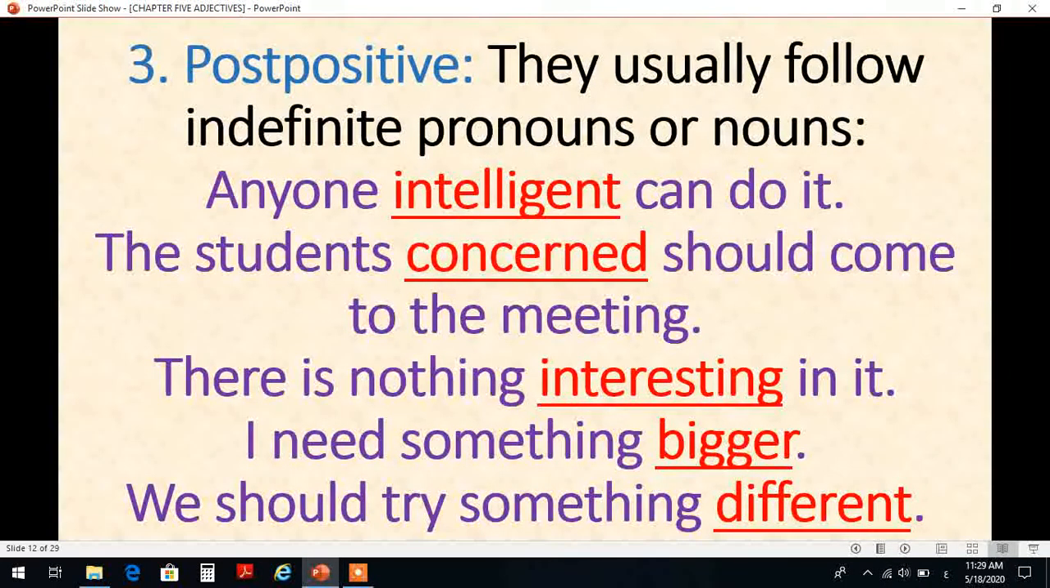There is nothing interesting in it. Again, we have interesting as a postpositive adjective describing an indefinite pronoun, nothing. I need something bigger. Bigger again is a postpositive adjective describing an indefinite pronoun which is something. We should try something different. Again, we have different, which is a postpositive adjective describing an indefinite pronoun which is something.